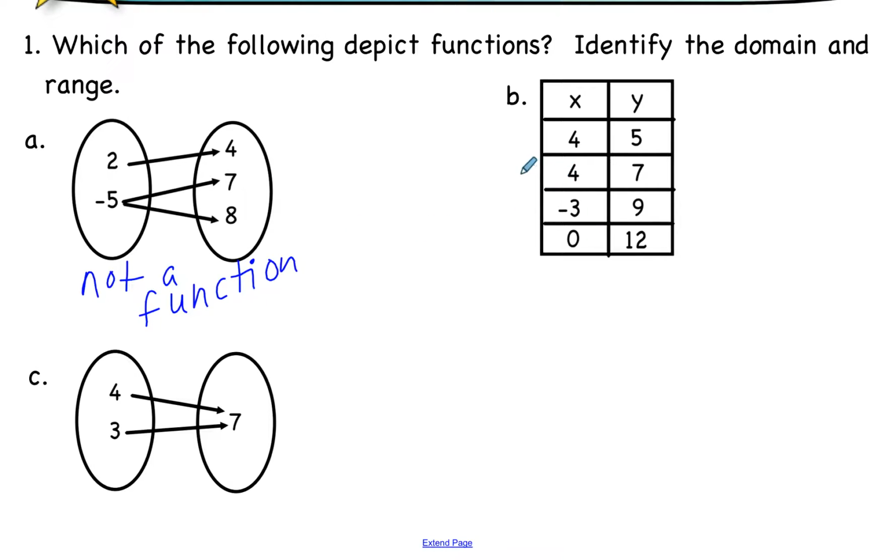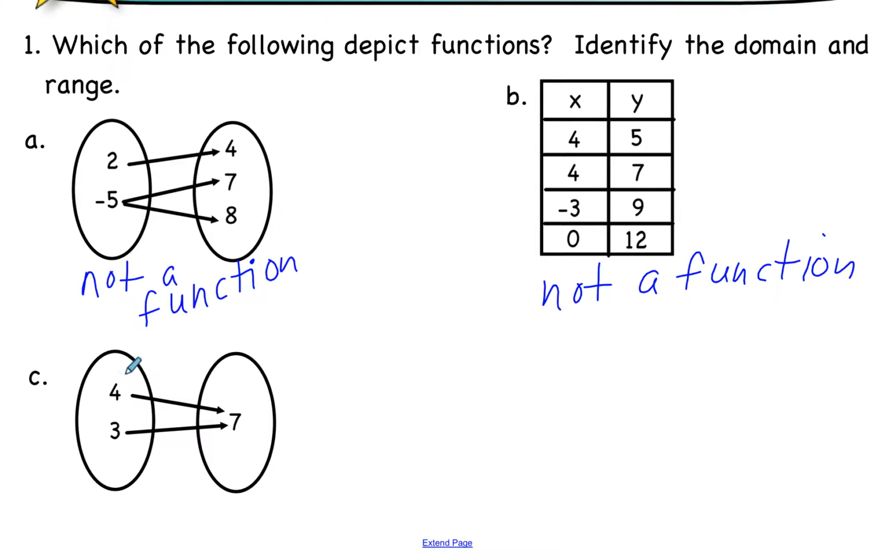So letter B says 4 goes to 5, and then we have 4 going to 7. So that's a similar situation to what we have in A. So this is also not a function, okay? We have an element in the domain going to 2 places in the range, so that cannot be a function.